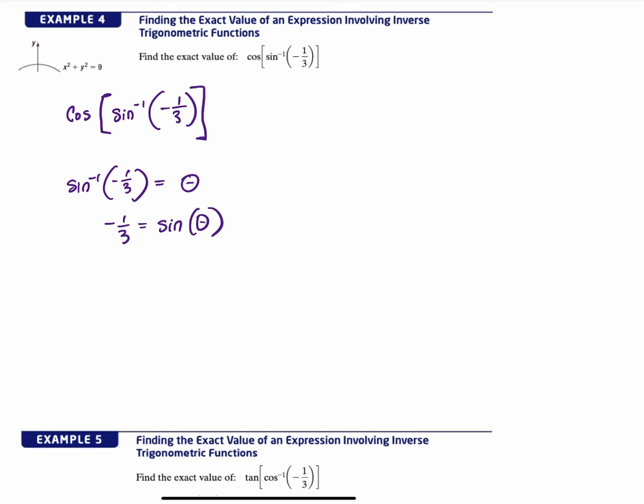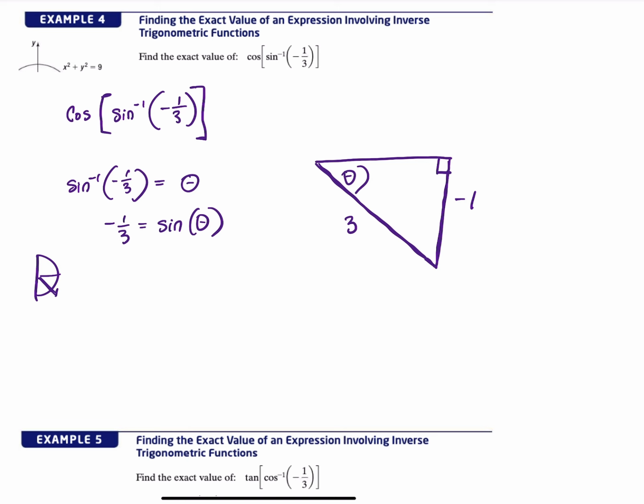Now let's build a triangle. And let's see. I'm going to say the sine is negative and the inverse sine is bound between -π/2 and π/2. So we should be somewhere there in the fourth quadrant. So our triangle should look something like this. So we'll build a triangle. I'm going to call this theta. Sine is opposite over hypotenuse, so I'll call this side length -1. Hypotenuse should be 3.